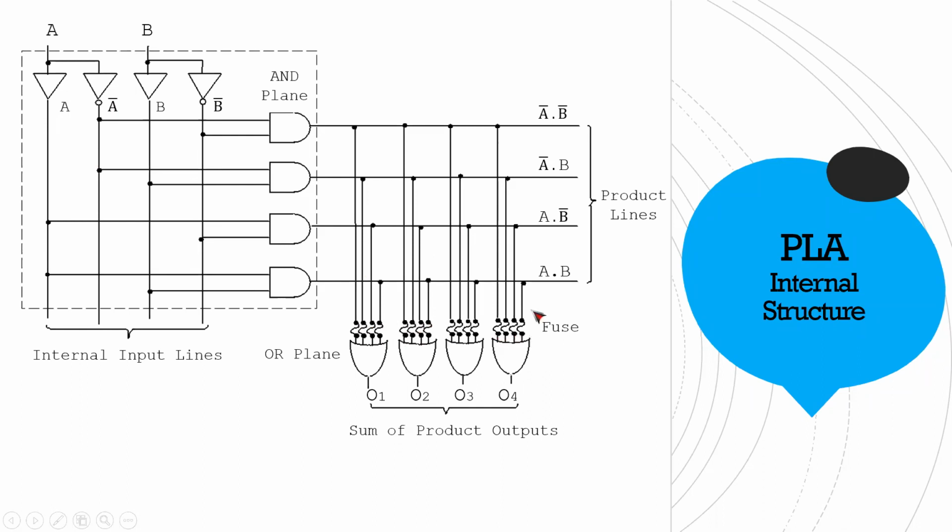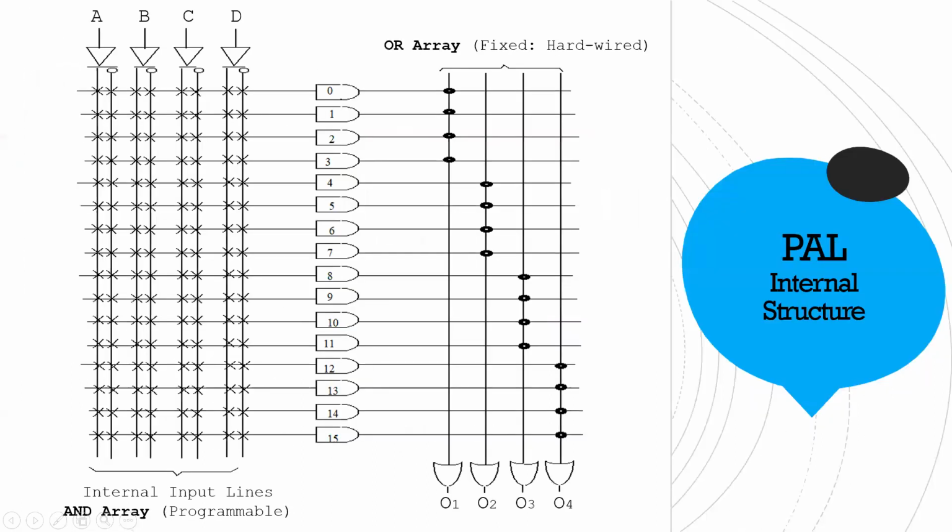But in case of this one, these are fixed. The OR plane is fixed. That means this part is fixed. See, here it is written OR plane fixed hardware. That means it is fixed. You can only change these. This is a PAL. This is an empty PAL. Empty means there is no program right now. We will do one example. That example is a very important example. We will do the example and we will see how PAL works.